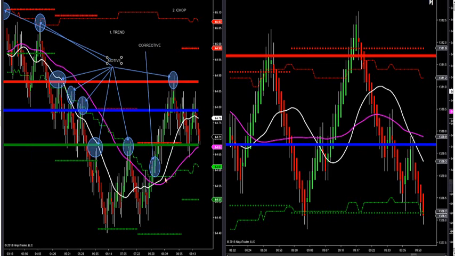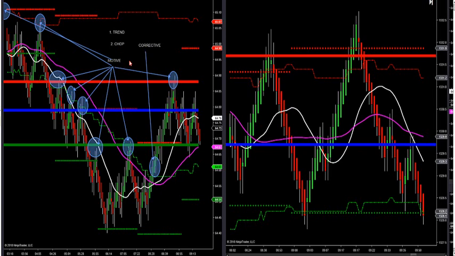Now, what happens if chop comes in? Chop is like this in gold yesterday. It can be very, very profitable, chop markets. Do not take any arrows with chop markets. Zero. Do not take any motive. There are no motive or corrective waves on chop markets. So what I just showed you on all these retracements with motive and corrective waves do not exist in chop.